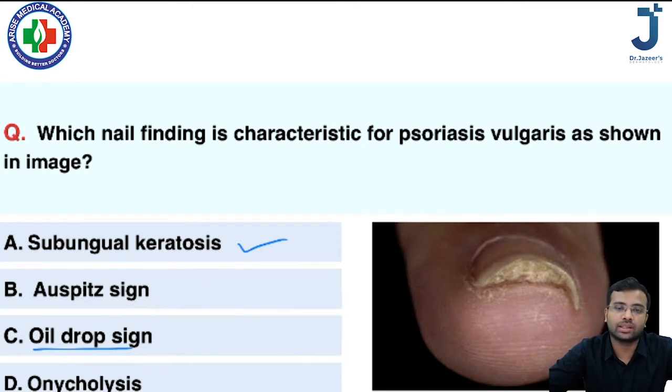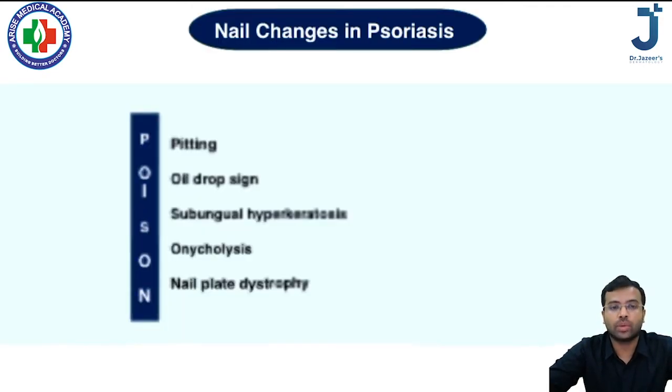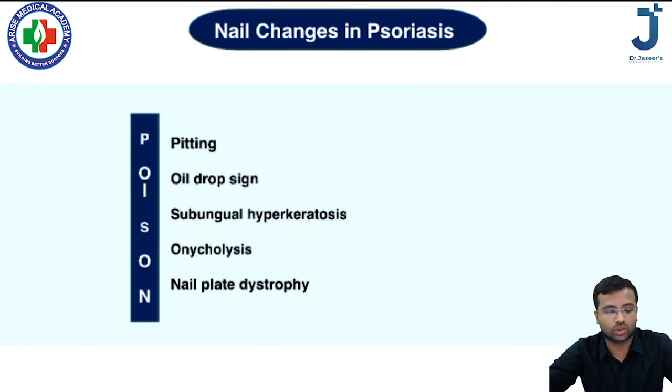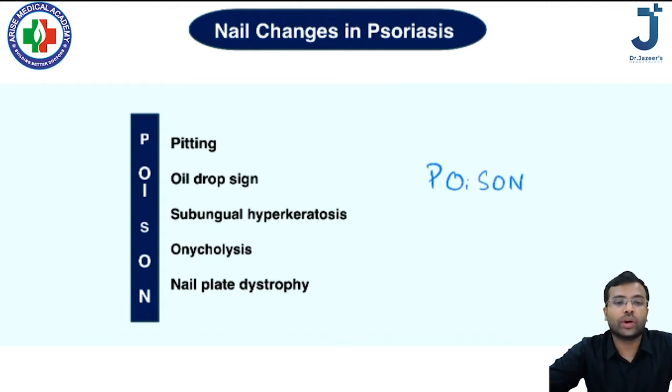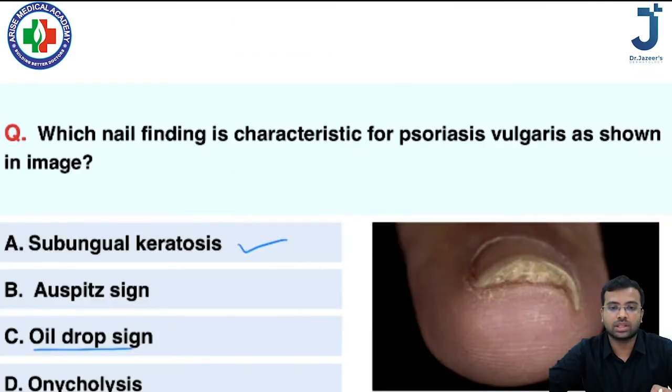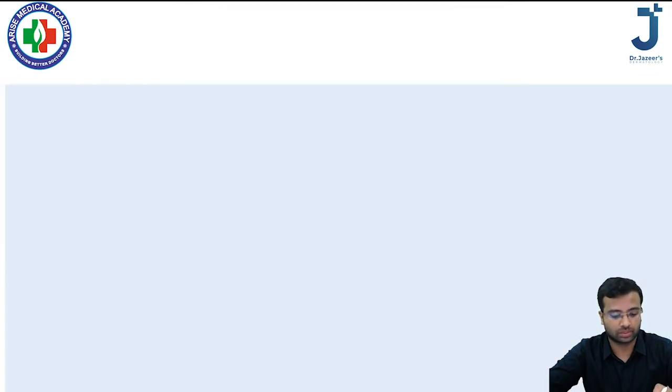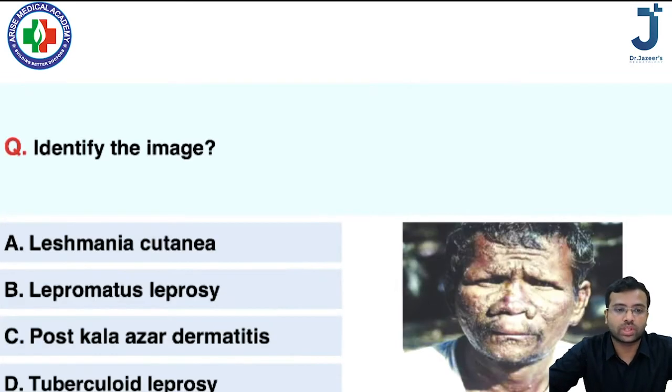The nail findings that you see in psoriasis vulgaris can be remembered using a simple mnemonic called POISON. P is for pitting, OI represents oil drop sign, S is for subungual hyperkeratosis, O is for onycholysis and N is for nail plate dystrophy. These are the nail changes that you see in psoriasis, and in the previous image it was subungual hyperkeratosis. Now going to the next question, it is again asking you to identify the image.